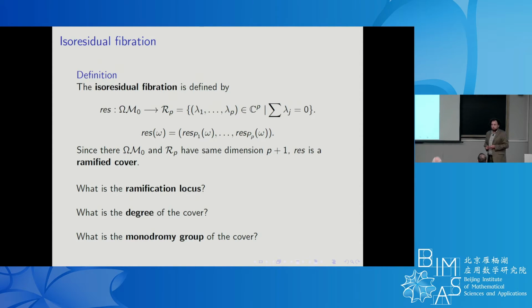So I hope that now I have convinced you that if we want to study the relation between the periods point of view and the roots point of view, we need to look at this map and understand it geometrically. So what is the ramification locus of this map? What is the degree of the cover? And what is the monodromy group of this cover?